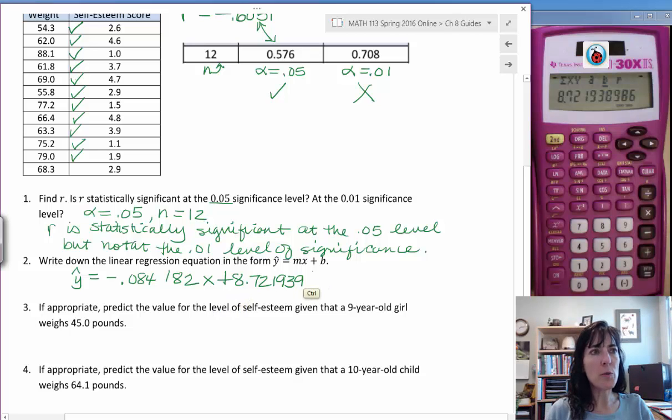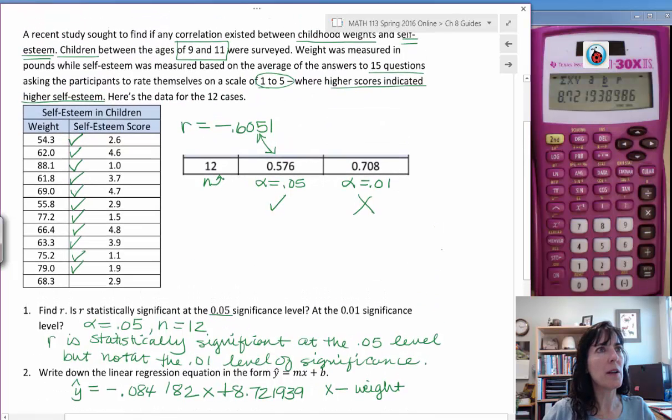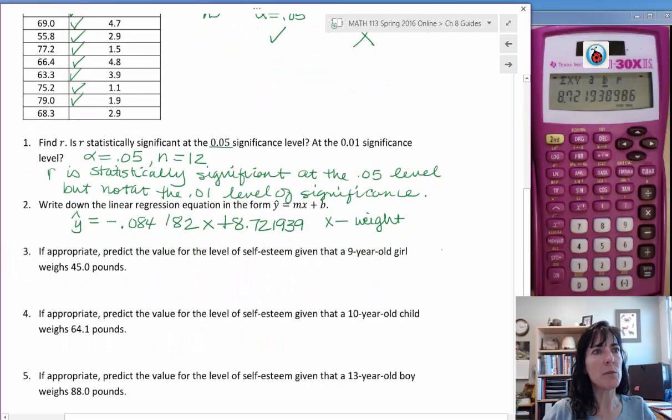Okay, and then also remember, anytime you write down the linear equation for the regression line, make sure you write down what the x stands for. And in this case, this is the weight. And I'm wondering, pounds. So I'll put weight in pounds. And then the y hat, the thing that we can predict with this equation, is going to be the self-esteem score.